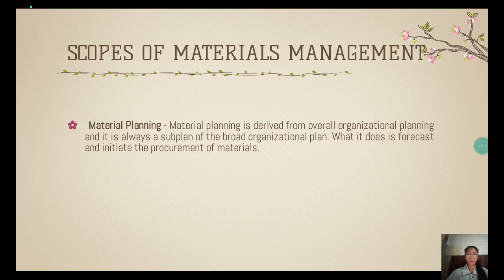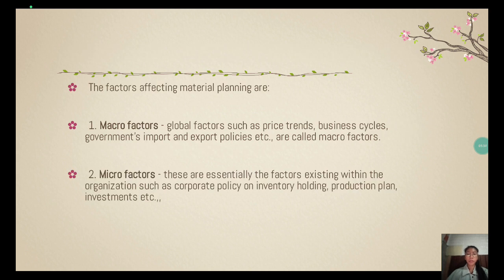Scopes of materials management. Material planning. It is the process in manufacturing that deals with determining the materials and quantities required in production and managing their flow to ensure timely order fulfillment. The factors affecting material planning are macro factors. Macro factors refer to the major external and uncontrollable factors that influence the decision making of an organization, while the micro factors refer to the environment which is in direct contact with the company and affects the routine activities of business straight away.